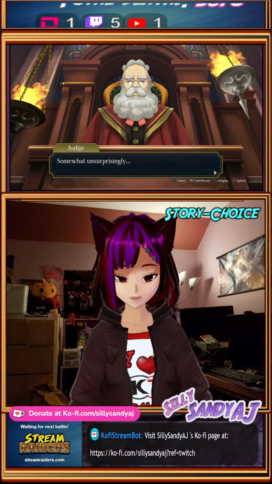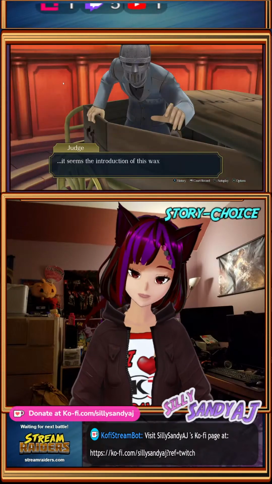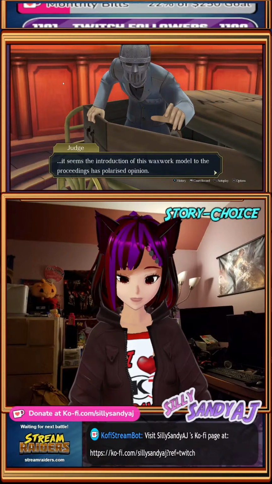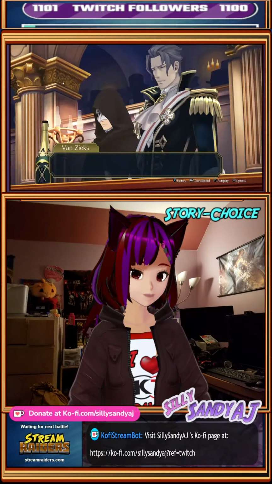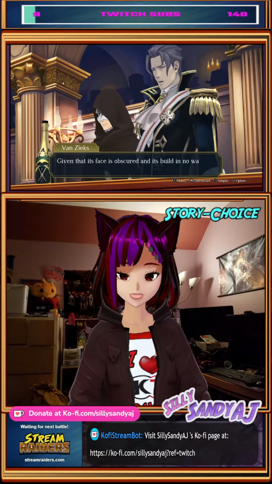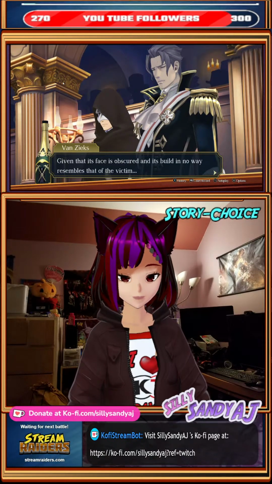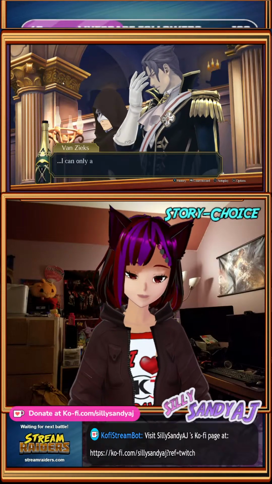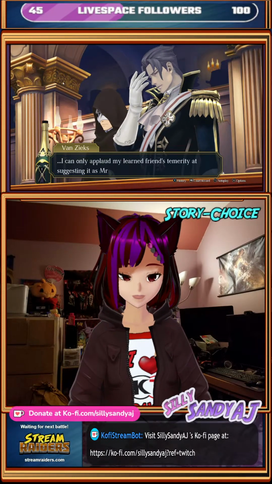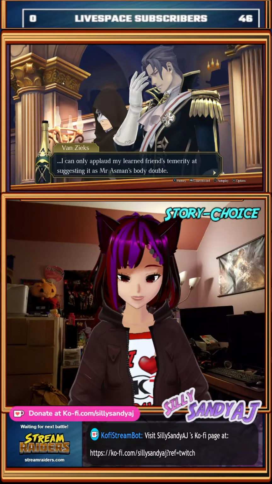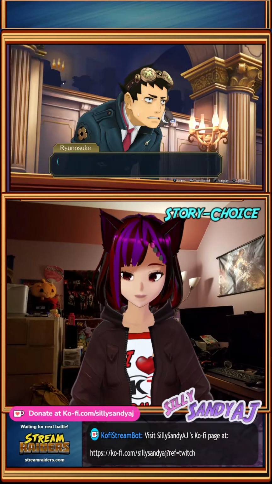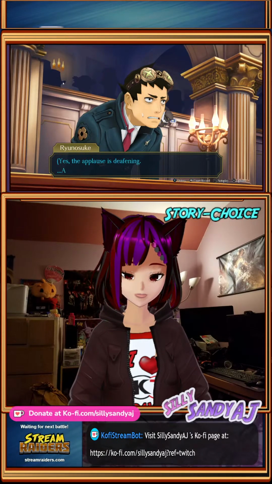Somewhat unsurprisingly, it seems the introduction of this waxwork model to the proceedings has polarized opinion. Given that his face is obscured and his build in no way resembles that of the victim, I can only applaud my learned friend's temerity in suggesting it was Mr. Osmond's body double.